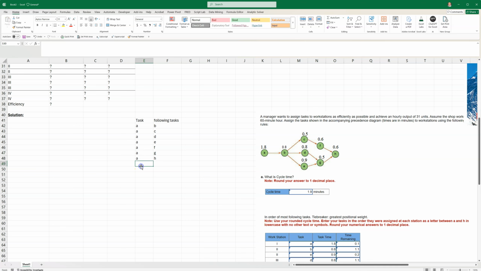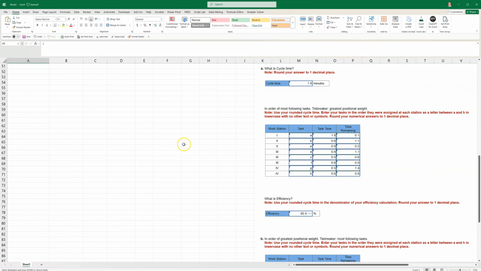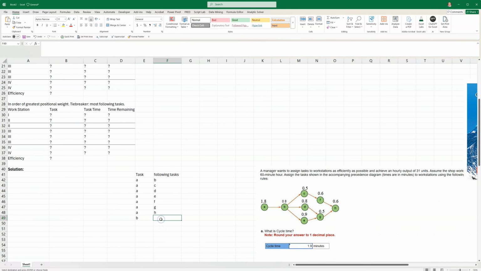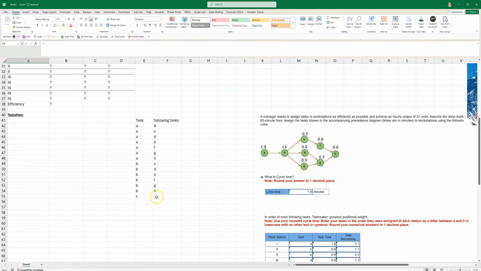Then task B. Everything to the right of B follows B, so I'll copy that and put it here. I'm just diagramming out all the different following tasks. Then C, we'll do it in letter order. For C, there are only two tasks that follow, F and H, so I'll just type FH.